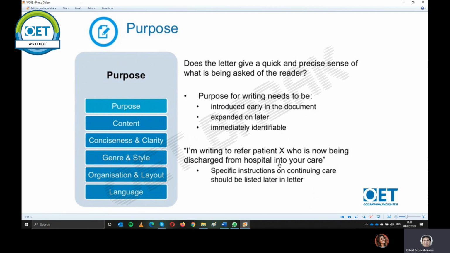Any problem here? Immediately identifiable doesn't make sense to me. What's the meaning? It means that the first thing you look at in the letter, immediately you know this is the purpose. Oh yes, okay. Thank you.